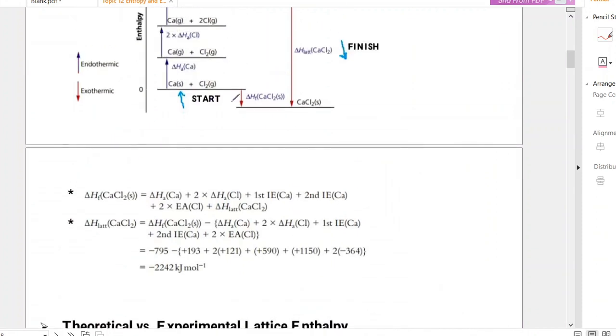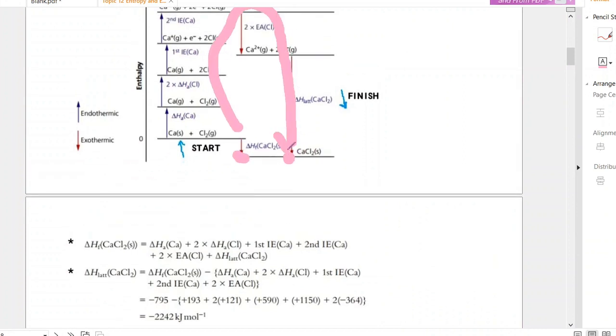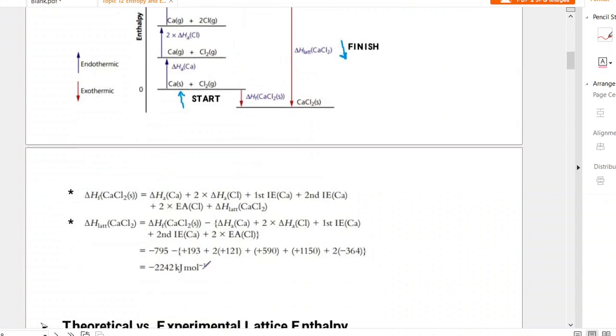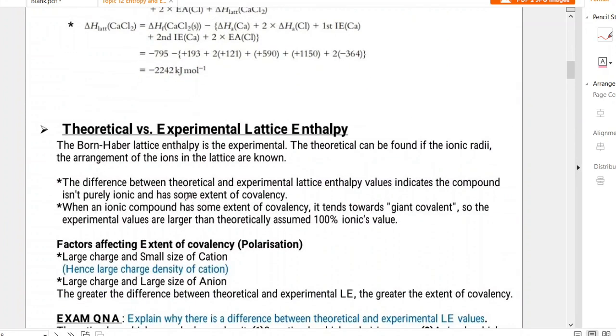So rearranging for starting from here, finishing here. This was our vector start, finish. So rearranging this, then rearranging for lattice energy, we find out the lattice energy or lattice enthalpy.